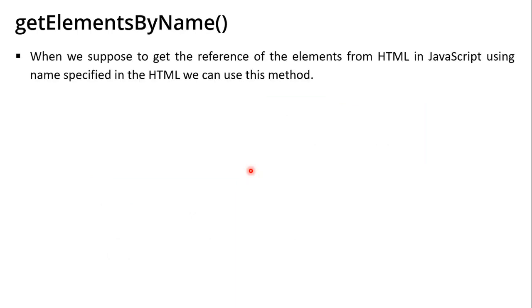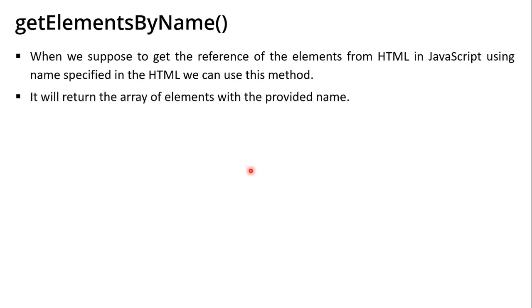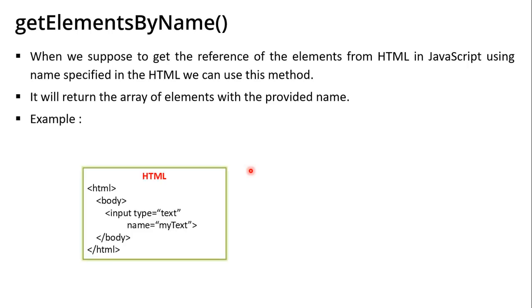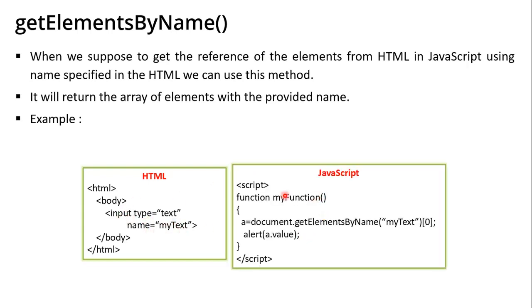Next, getElementsByName. When we want to get the reference of an element from HTML in JavaScript using the name specified in the HTML, we use this method. According to the name, we can get the reference of the elements from HTML. It returns an array of elements with the provided name. So here we need the name. We have an input with type equal to text and name equal to myText. The function uses document.getElementsByName myText at position 0. Here we have to provide the position, then alert a.value. So this is the JavaScript.